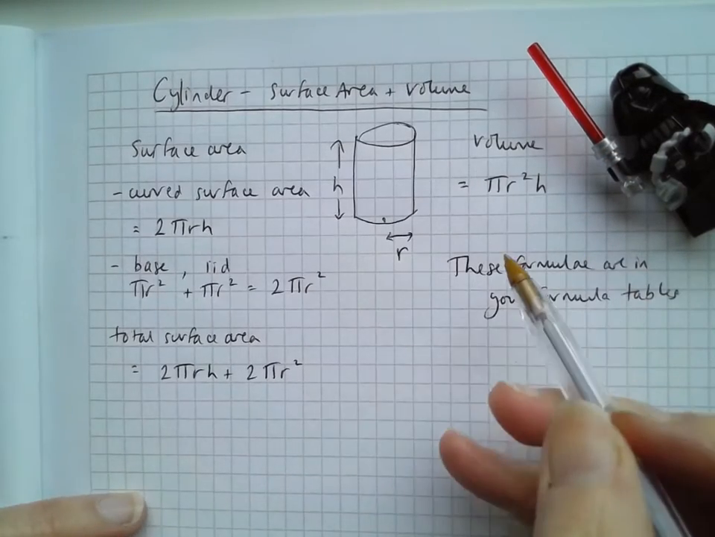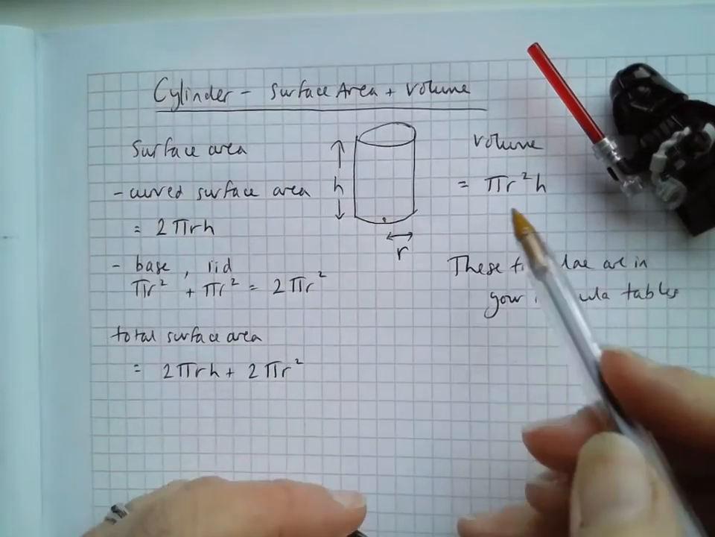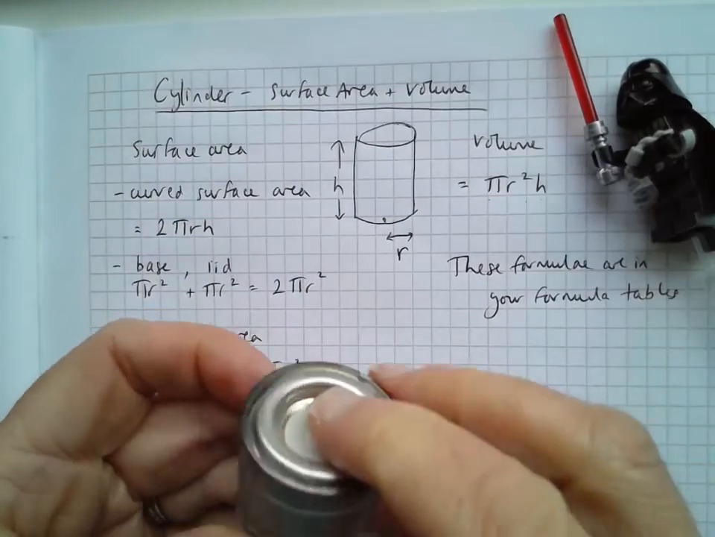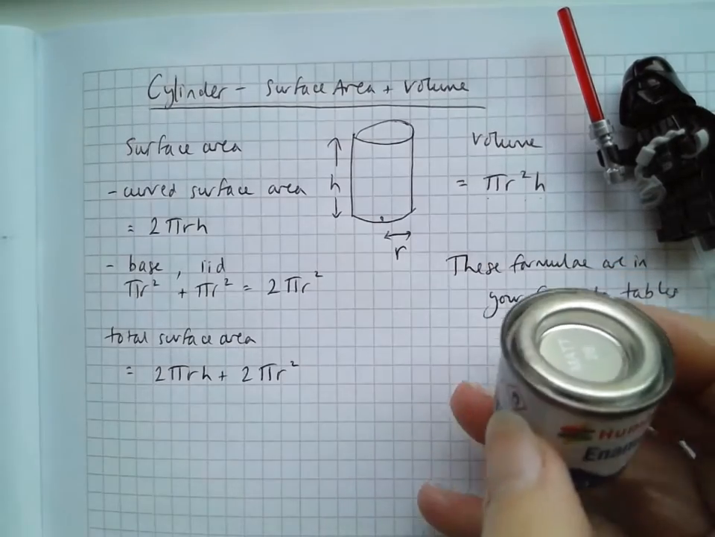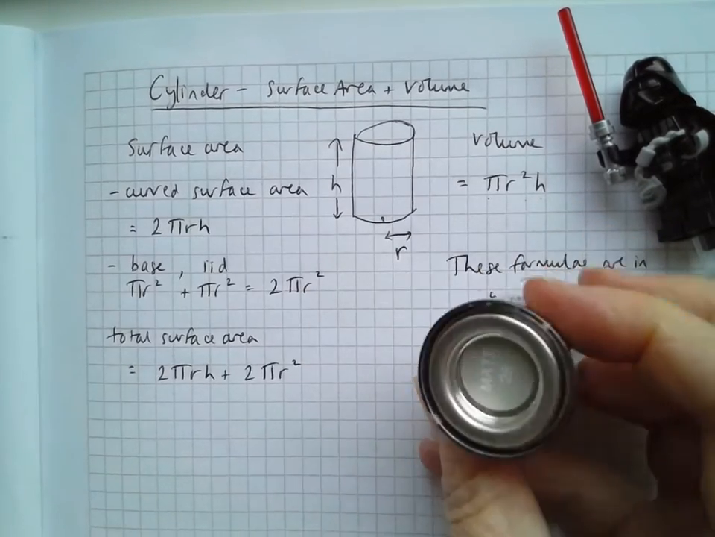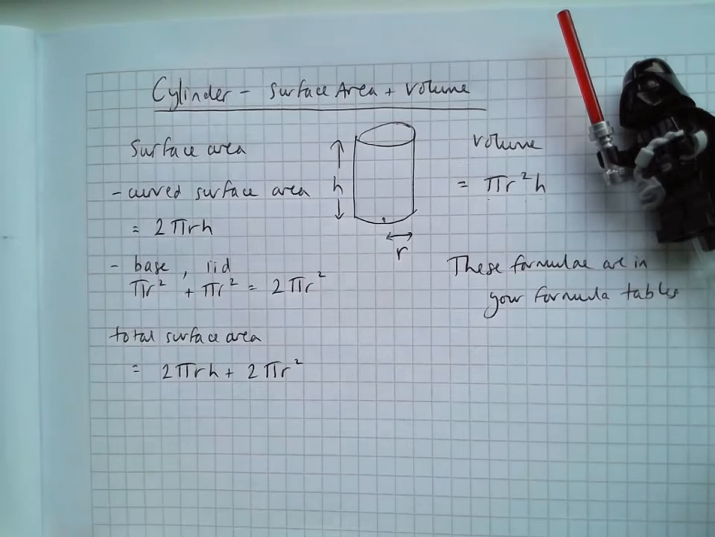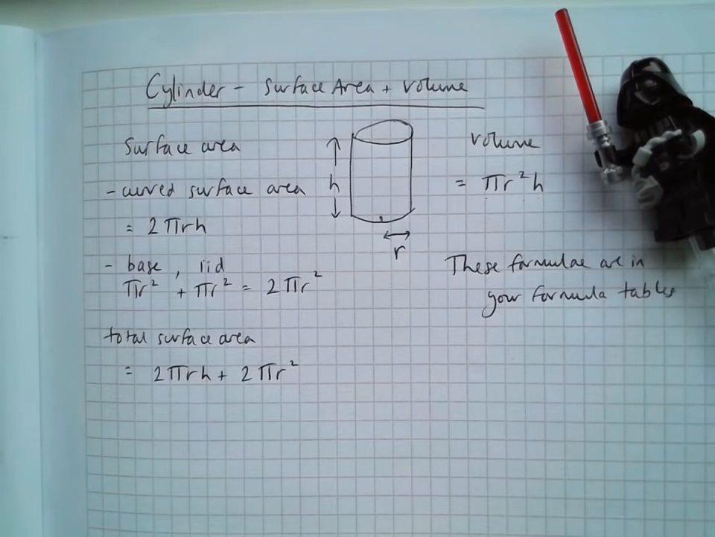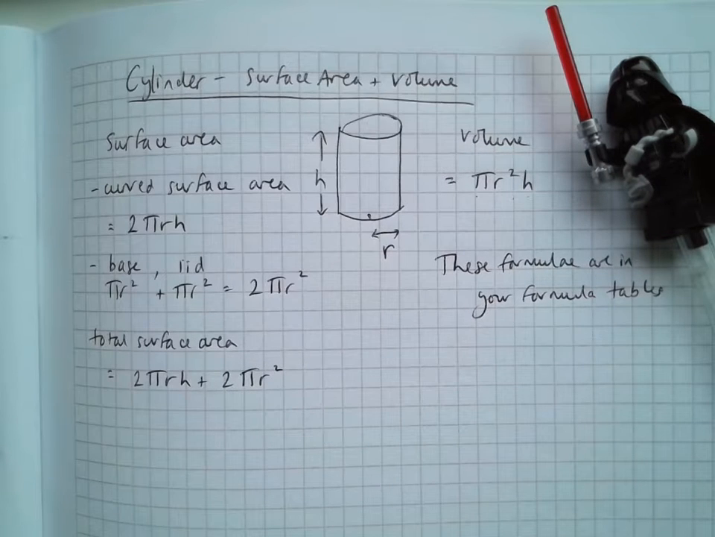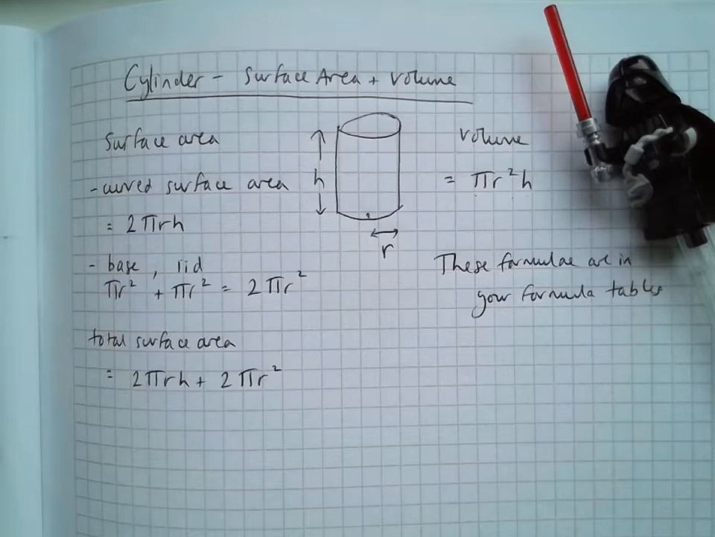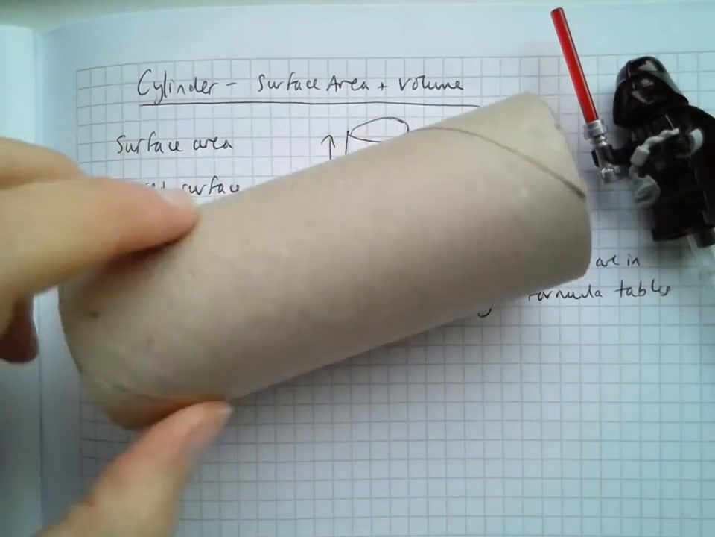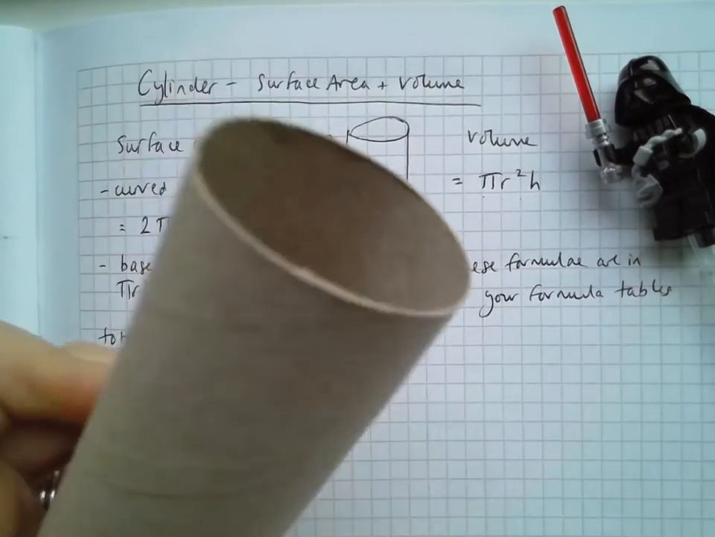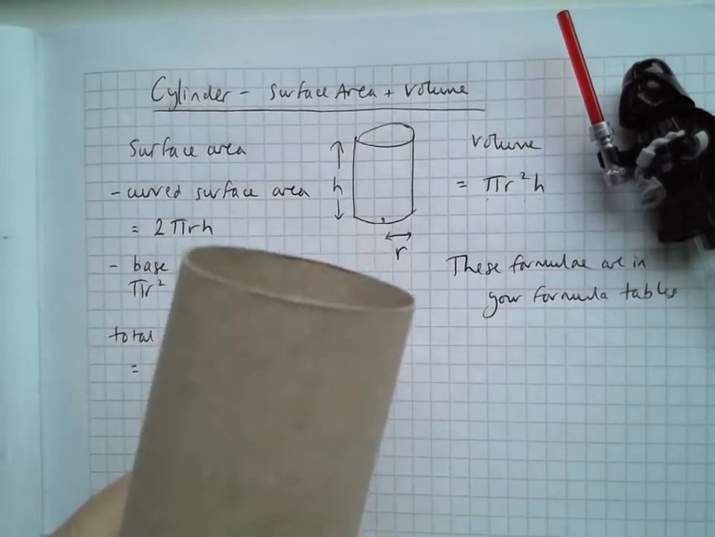The volume of this cylinder is going to be pi r squared h. So the volume is how much paint it holds, how much water it holds, what its capacity is. Both those formulae are in your tables book. Now a quick refresher on this, which we would do in the classroom as well. We can use a toilet roll center to talk about the curved surface area, which I think is quite useful actually.